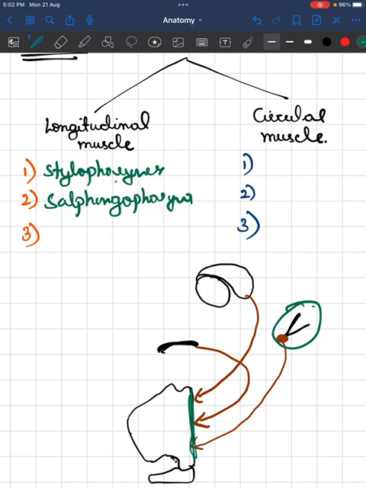The last muscle is palatopharyngeus, which arises from the soft palate and gets attached over the posterior border of the thyroid cartilage. All of these are supplied by the 10th nerve, except stylopharyngeus, which is supplied by the 9th nerve, that is the glossopharyngeal nerve.